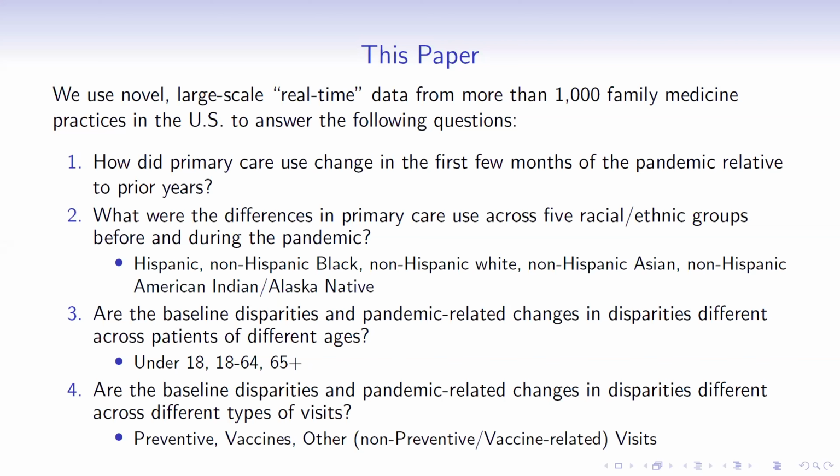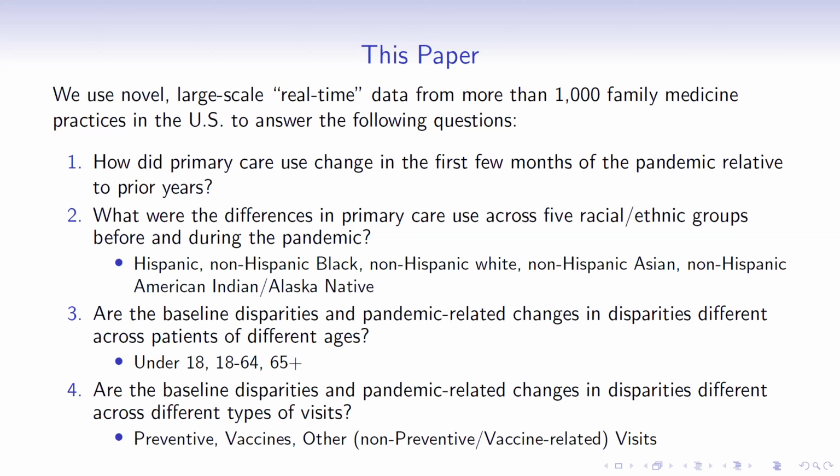First, how did primary care use change in the first few months of the pandemic relative to prior years? Then, what were the differences in primary care use across 5 racial and ethnic groups before and during the pandemic? We're going to look separately at Hispanics, non-Hispanic Black, non-Hispanic White, non-Hispanic Asian, and non-Hispanic American Indian, Alaska Native. Are these baseline disparities and pandemic-related changes in disparities different across patients of different ages? Again, we're going to focus on children under 18, prime age adults 18 to 64, and then individuals age 65 and older.